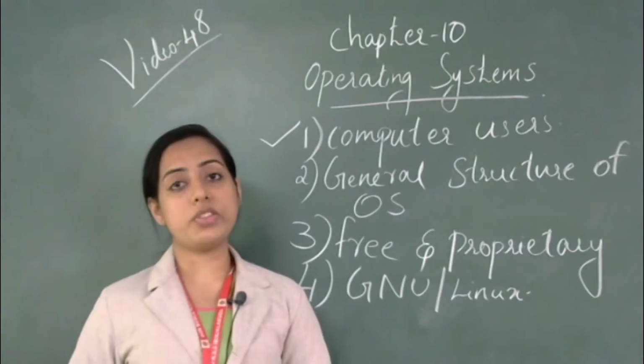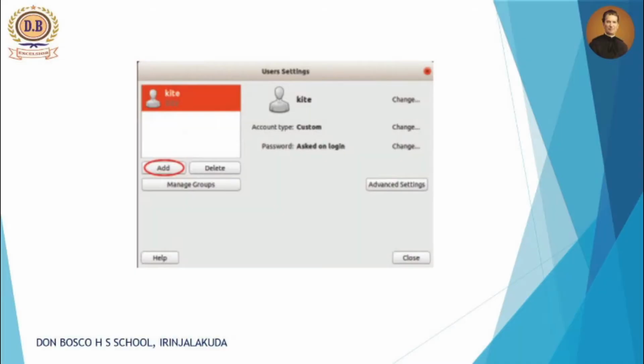See the picture. This is the picture of creating a user. For that, in the GNU Linux operating system, go to Applications. There you can see so many menus. From that, select System Tools, and from System Tools select Administration, Users and Groups. This particular window will appear. There you can see one red colored mark called the Add button. Click on that Add button and then select create new user.